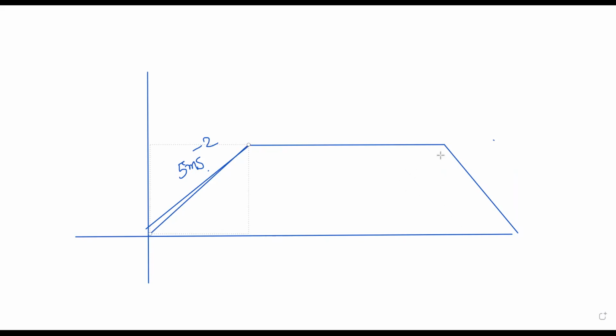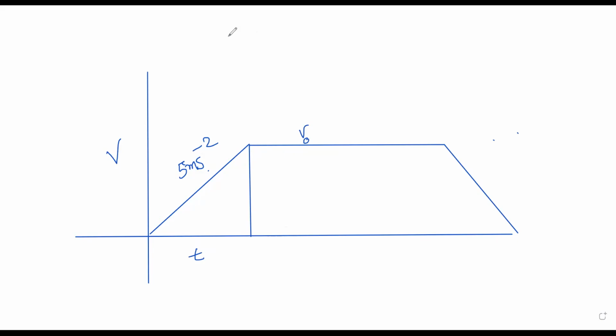Let me draw this carefully. It's like this, 5 meters second power minus 2. And it has gone through this acceleration for, let us say, t seconds. And this is the velocity v. It reaches a velocity v naught at a certain point after the time of t.